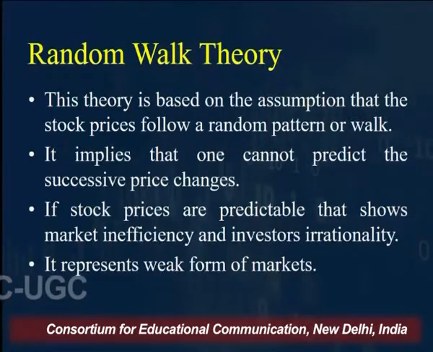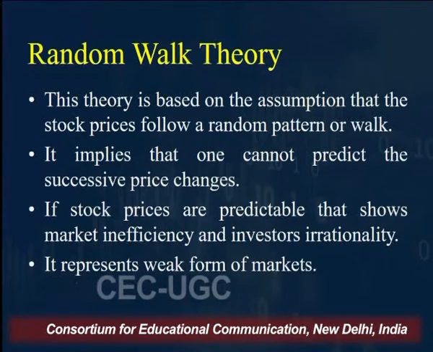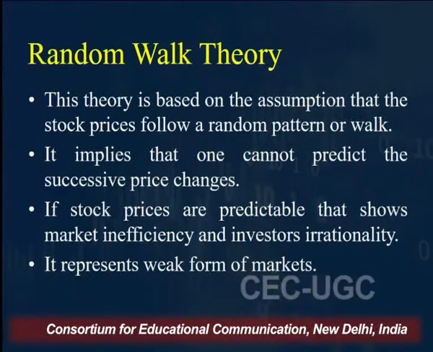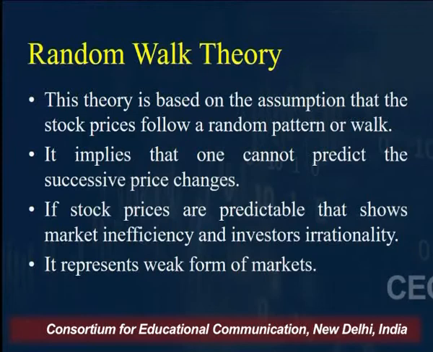If you can predict the share prices as per this random walk theory, I'm not judging whether this is right or wrong. This is one of the theories that if the prices are predicted in advance, that shows that markets are inefficient and investors are irrational. It represents a weak form of market. It means in a strong form of market, you cannot judge the future prices. And if the prices are predictable, I would say it represents the weak form of market.